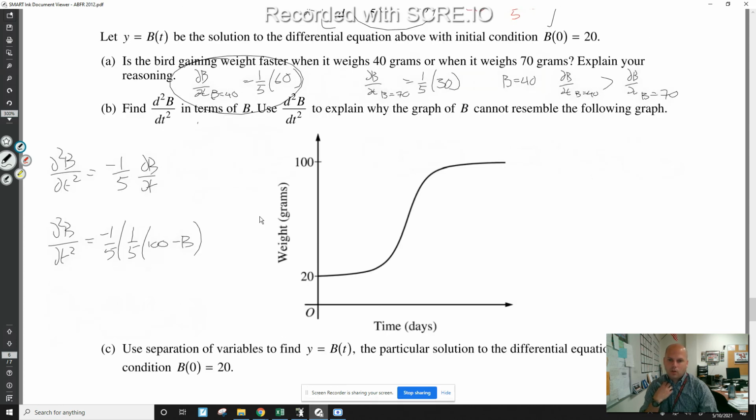Now, we're looking at b's between 20 and 100. Between 20 and 100, this has got to be positive, which means the second derivative is negative. Now, you might have gotten the second derivative as negative just if you took the derivative and got that negative 1/5, but you are lucky. You need this dB/dt. Okay, since the second derivative is negative, B must be concave down everywhere. This graph is not.